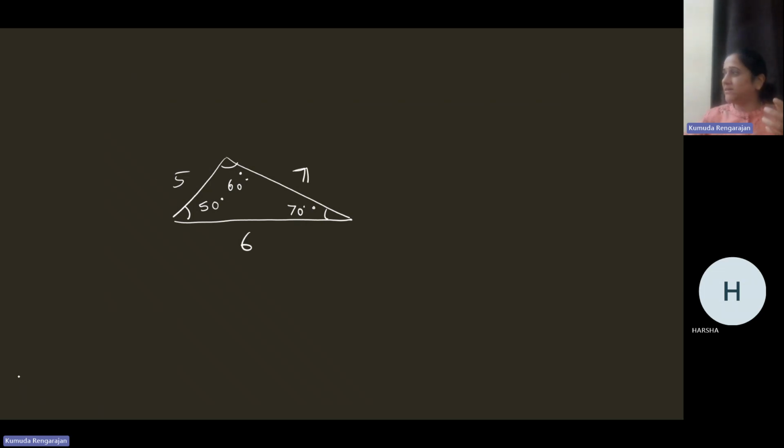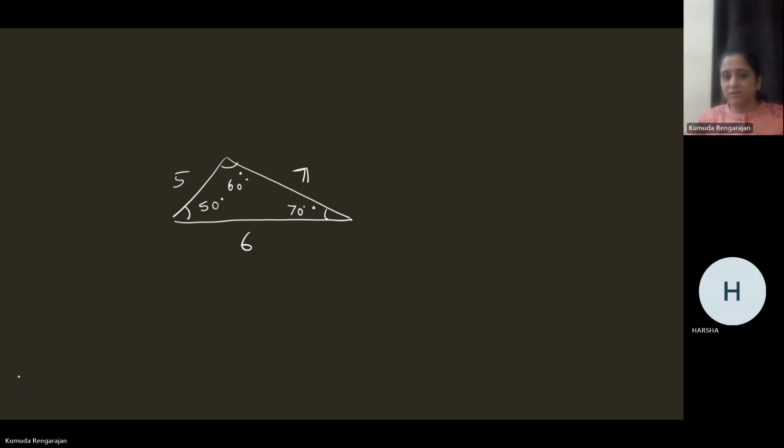So when you increase the size of this triangle proportionally, the angles will remain the same. The sides, 5 becomes 15, 6 becomes 18, 7 becomes 21. The 3 sides may be tripled or 4 times or 2.5 times, or the sides can even be halved, meaning 5 becomes 2.5, 6 becomes 3, 7 becomes 3.5.